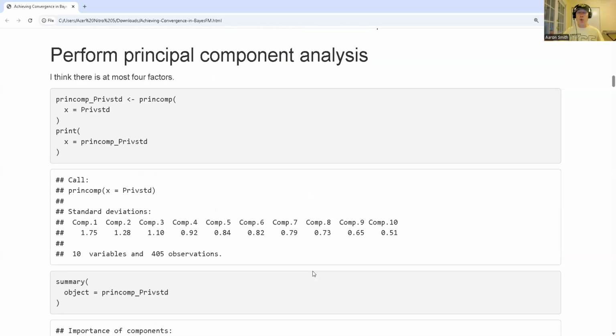Now, I could also do a regular frequentist factor analysis, and principal component analysis corresponds to that. So let's go ahead and take a look at that. There are two base R ways to do principal component analysis, princomp and prcomp. Two different ways to go. Use whichever one you feel more comfortable with.